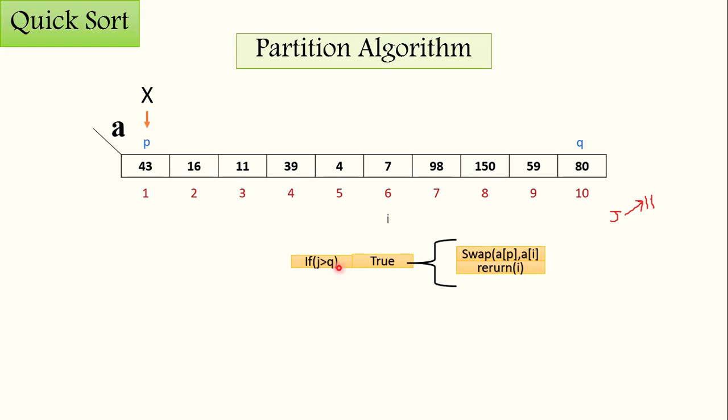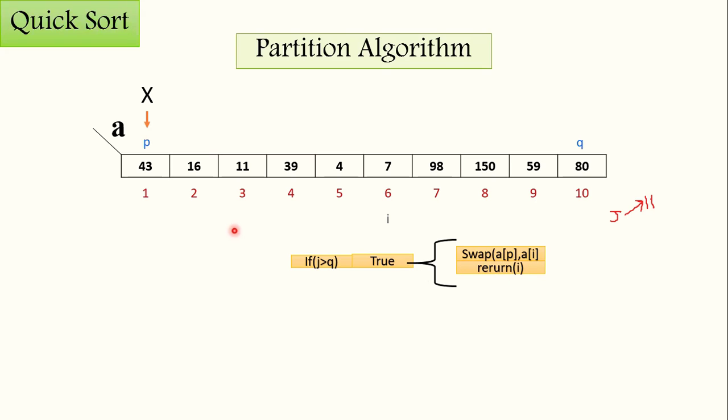So if j is greater than q, meaning 11 greater than 10, what is j? J is 11. And what is q? Q is 10. So j is greater than q. Is it true or not? 11 is greater than 10, true. So swap A[p] with A[i], and after swapping, return the index value of i.